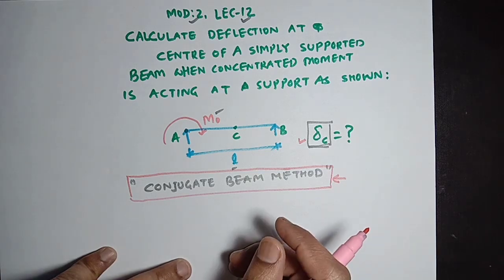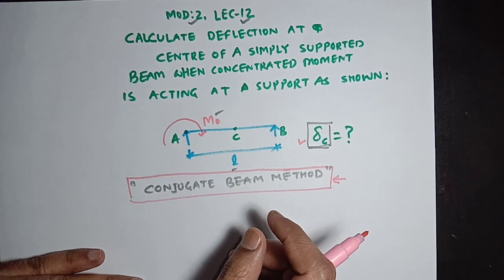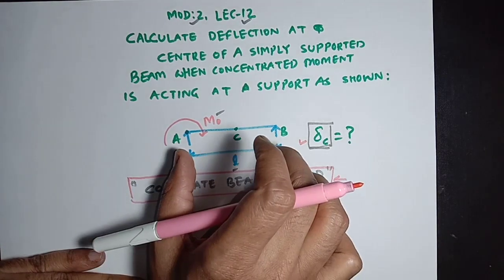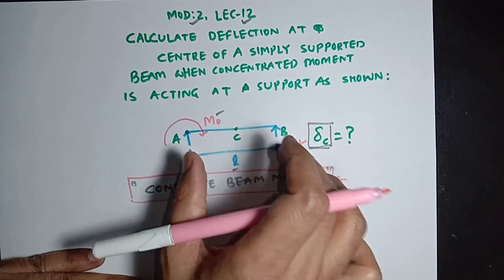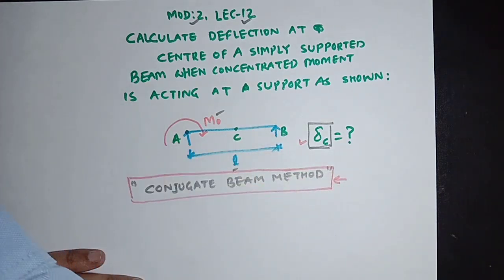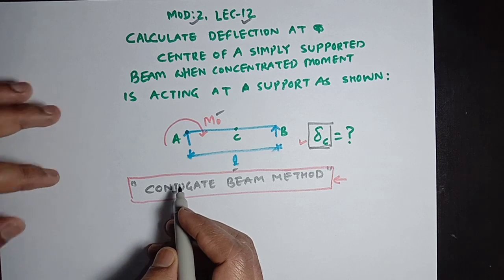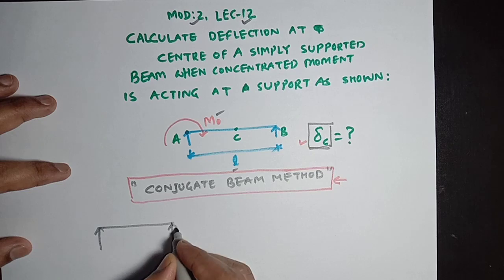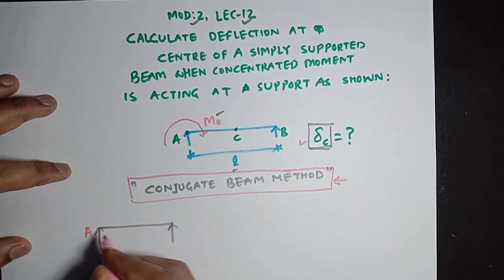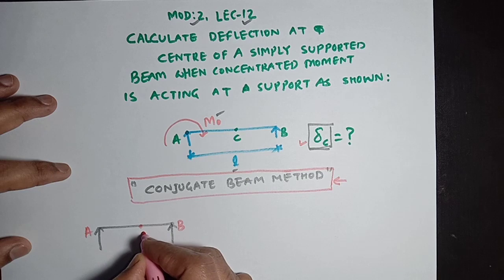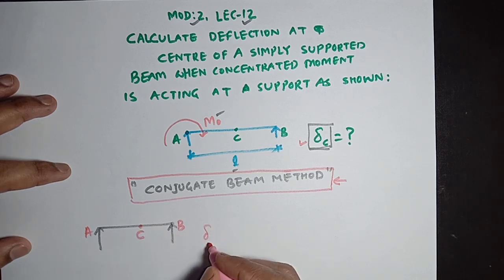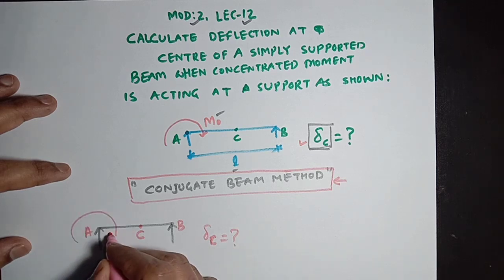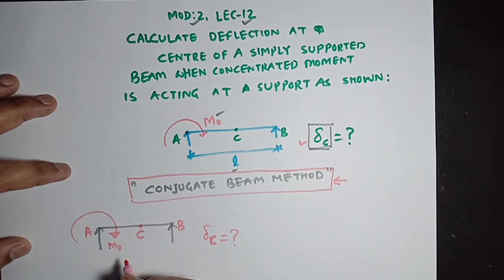As per the conjugate beam theorem, for a real beam that is simply supported, the conjugate beam will be of the same kind. This is the real beam which is our subject of analysis. There is a support A, a support B, and a point C where we want to find the deflection, and support A is subjected to a concentrated moment M0.